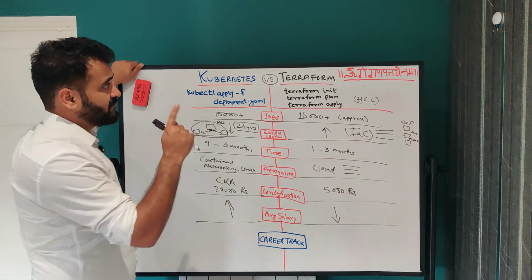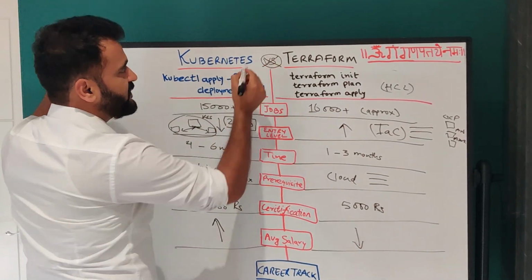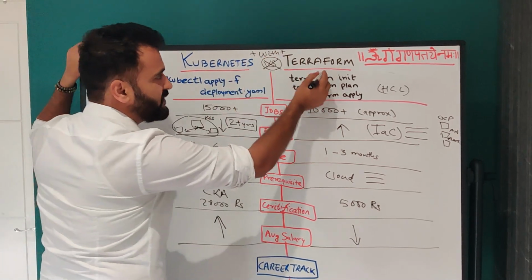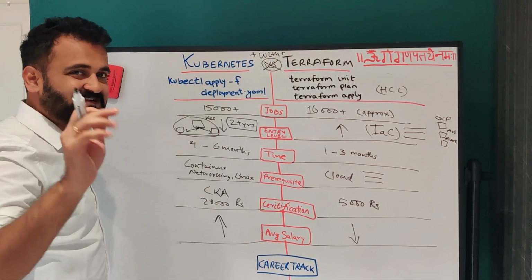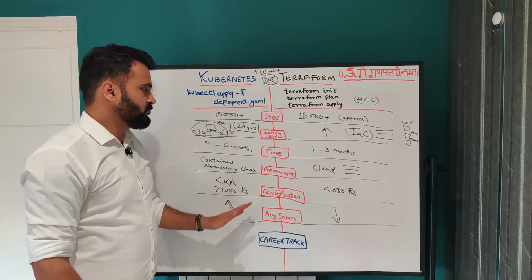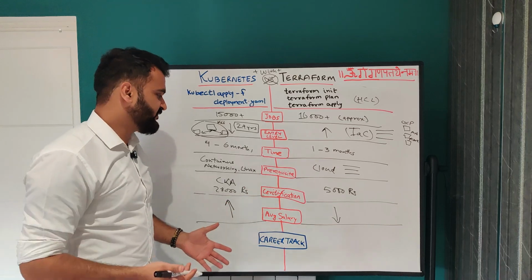And definitely, eventually it will never be versus. It will always be with. So it's a plus plus. Kubernetes with Terraform or Terraform with Kubernetes. That's the best profile you can get. Okay. So coming to the career track, what kind of career tracks are we looking at?